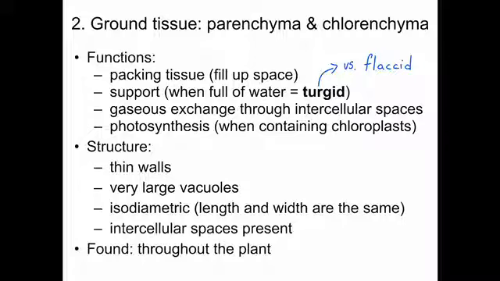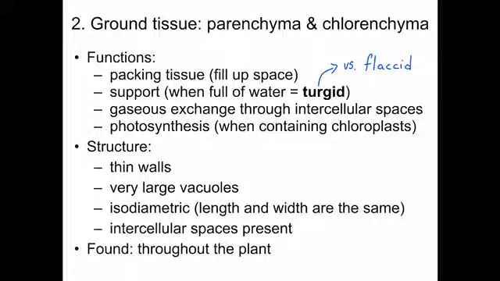Your parenchyma cells, your chlorenchyma cells, have very thin cell walls with exceptionally large vacuoles. The vacuole is the largest organelle in these cells. They are isodiametric, which often helps when you're looking at a micrograph and identifying them. Iso meaning the same, diametric meaning diameter. So the width and the length of the cell are roughly the same.